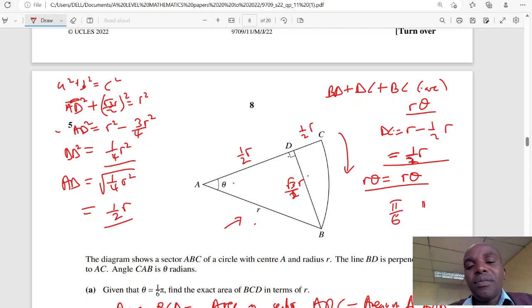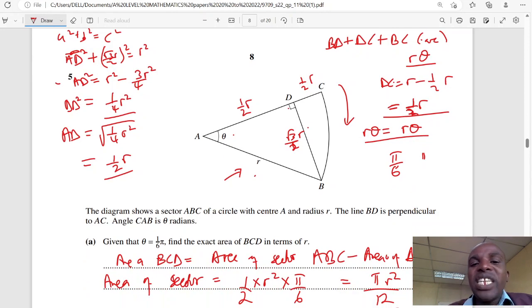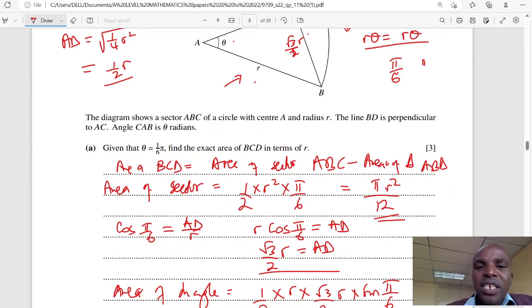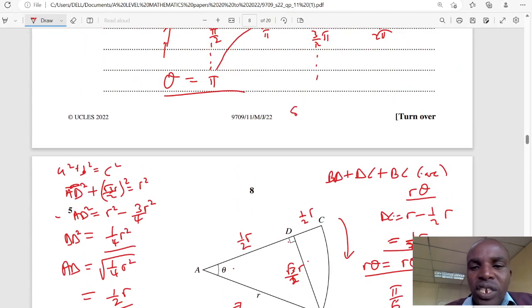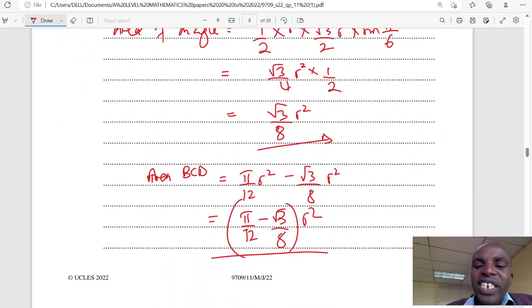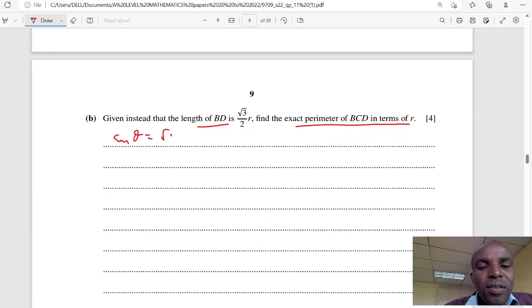So what will be our theta? You have to find theta now. Using all these sides that are given, you can use cos, or even SOHCAHTOA. You can use r and root 3 over 2. So it will be opposite over hypotenuse. Sine theta is equal to opposite, that is root 3 over 2 r, over hypotenuse r. So r will cancel out, and sine theta is equal to root 3 over 2. So theta is equal to arc sine of root 3 over 2.